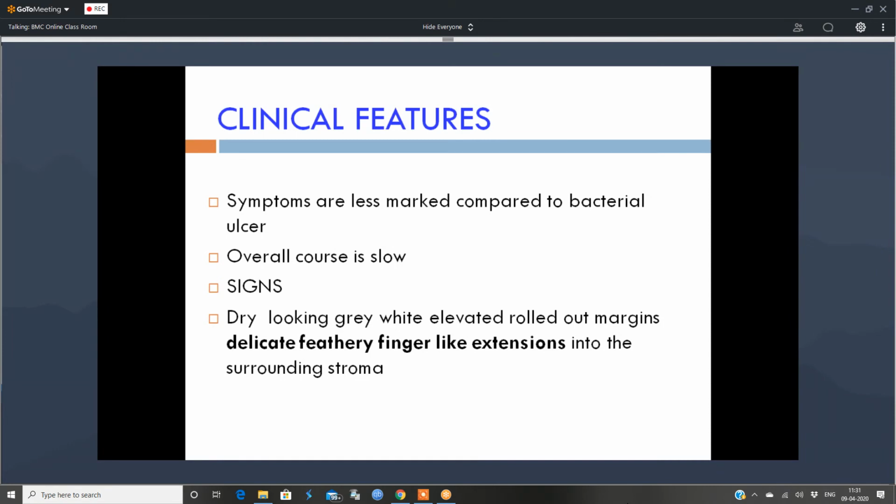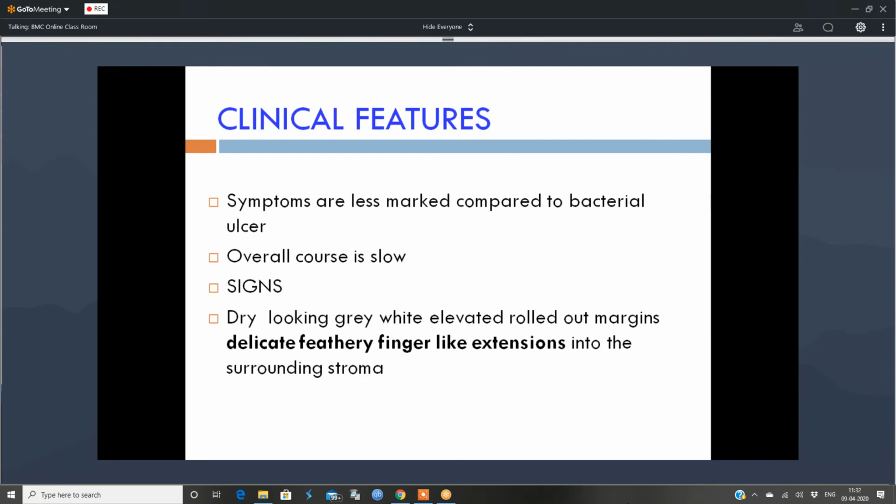So most of the time, when the patient comes and you are suspecting a fungal ulcer and you ask for a history of any kind of injury, the patient does not even remember, because the duration between the injury and the onset of symptoms is very long.